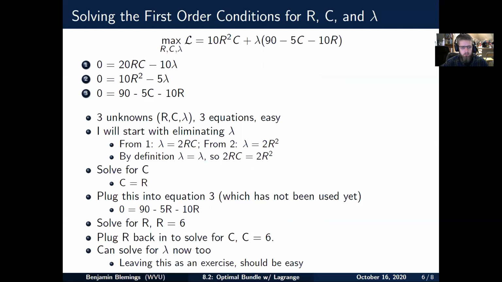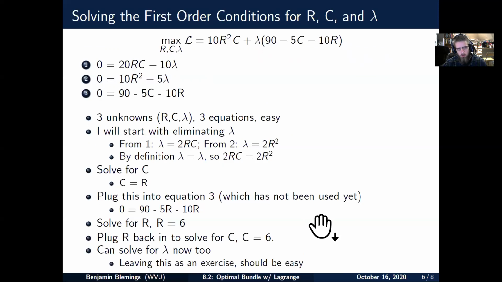I'll just point out you could solve for lambda too if you wanted. You can interpret that as your additional utility from a small relaxation of the constraint. I'm not going to do that now because the instructions were to find the optimal bundle, but if you're interested, this is not too hard given that we already have R and C in the equations for lambda. So feel free to do that yourself.